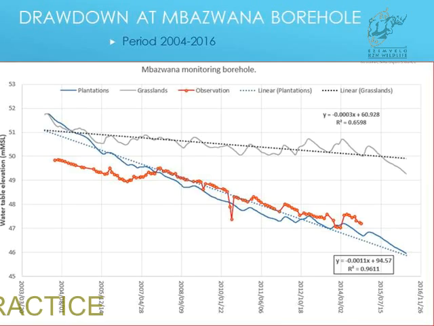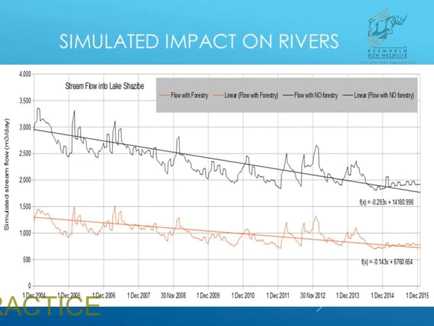This impact extends further down into the rivers. This is the flow in the Shazibi, flow into the Lake Shazibi. This is under current conditions. This is under predicted grassland conditions. We're getting a halving of the flow into Lake Shazibi according to the model.